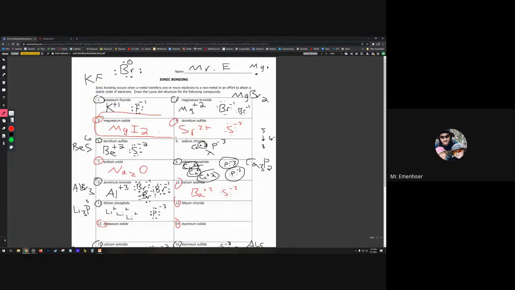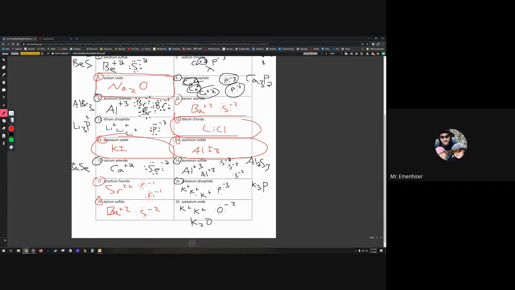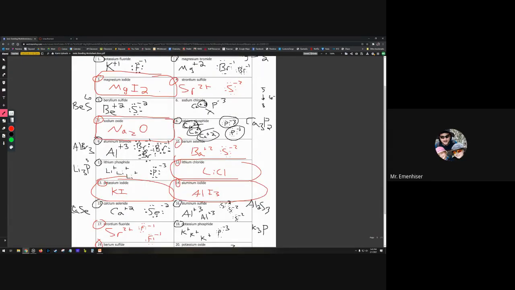So number 3, there's the formula. Again, draw the Lewis dot diagram. Sodium oxide, here's the formula. Potassium iodide is KI. That's the formula. Draw the Lewis dot diagram. Lithium chloride is LiCl. Draw the Lewis dot diagram. I'll give you guys all the easy ones. This is AlI3. Draw the Lewis dot diagram. So I just want y'all to do those 5, 1, 2, 3, 4, 5 that I circled. So number 3, 7, 13, 12, 14. Do those on your own.